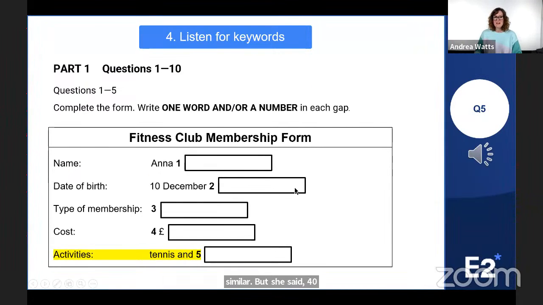All right, let's listen out for the final keywords for question 5, the activities. Now, we have several facilities at the club, including a gym, a swimming pool, tennis, badminton, and squash courts. What activities are you planning on doing? I'm interested in swimming and tennis. Okay, that sounds good.